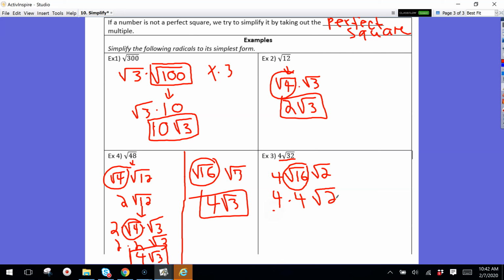And so these are both numbers that I can multiply by each other to get my coefficient. So 4 times 4 is 16, so I get 16 square root of 2.